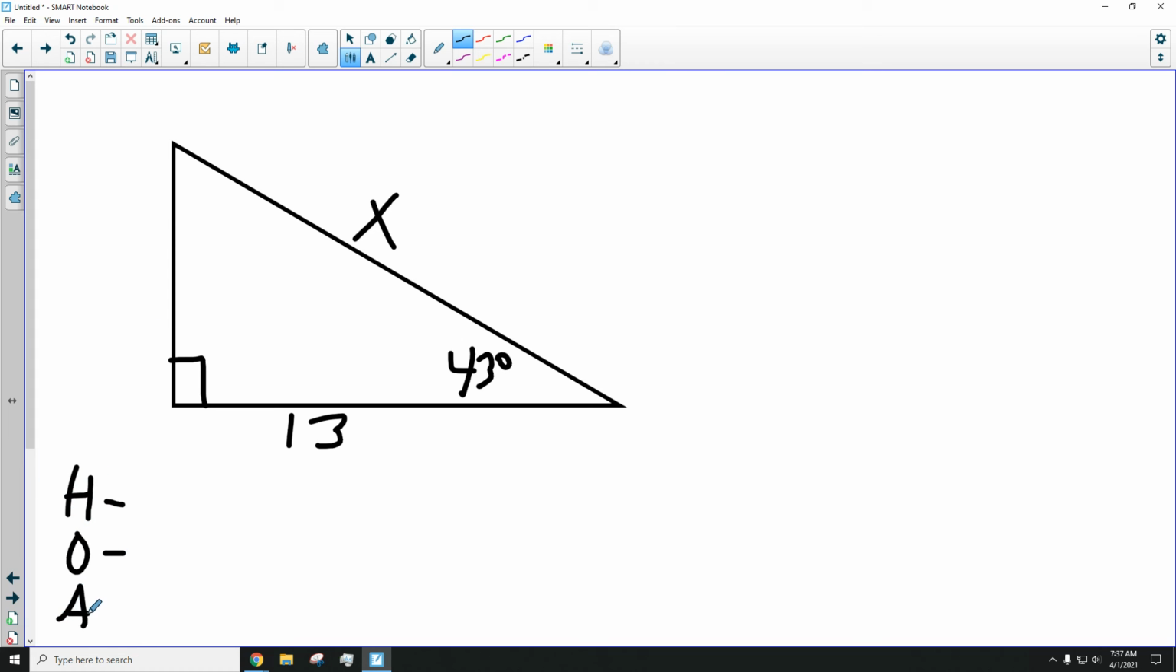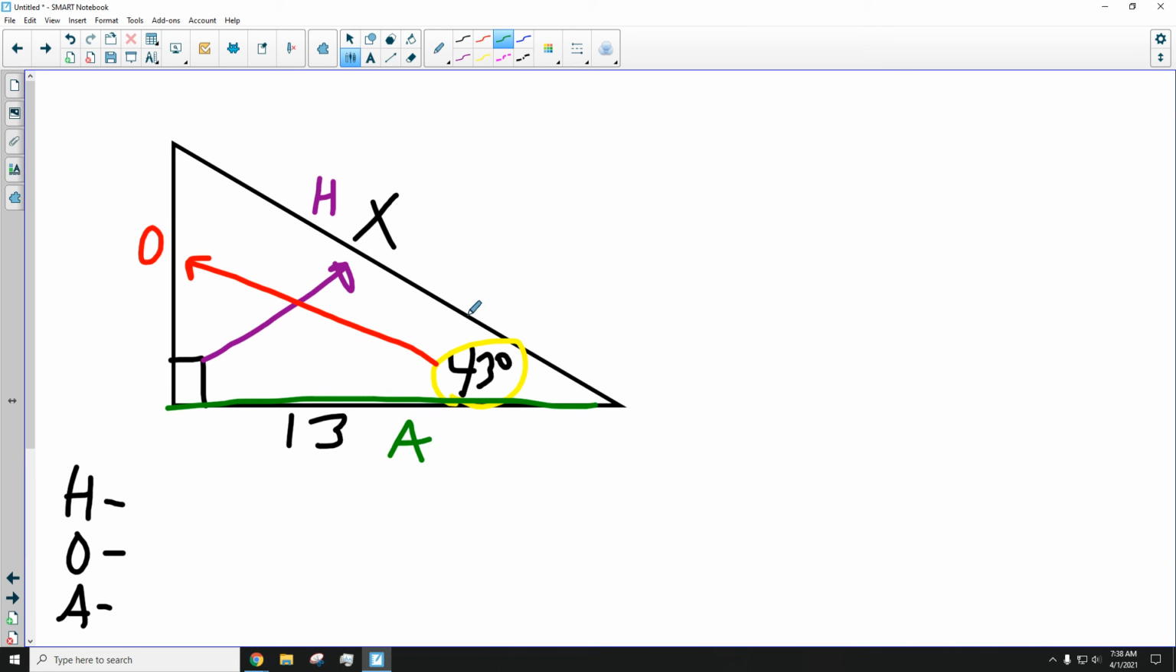Make a little list, and then find your reference angle, which is here. Now label your sides. Start with the right angle, go across, you find the hypotenuse. Go to the reference angle, go across, that's the opposite. And then the last one is the adjacent. Now fill in your side lengths into here. H, the hypotenuse, is x. The opposite side we don't have anything for, so I can get rid of that. And the adjacent is 13.